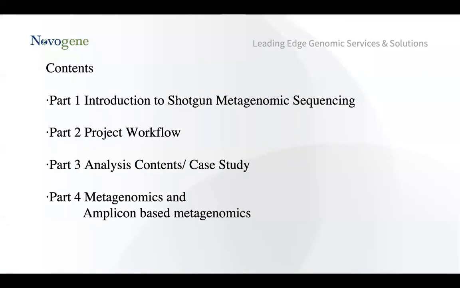And I would like to break today's presentation into 4 parts. Firstly, a brief introduction of what shotgun metagenomic sequencing is. Then the project workflow from sample preparation to sequencing. After that, we will see some popular analysis content in bioinformatics and a case study of an interesting paper demonstrating how spaceflight could possibly change the microbiota of human beings. And last but not least is a comparison between shotgun metagenomics and amplicon-based metagenomics, the two mostly used sequencing techniques in microbial study.